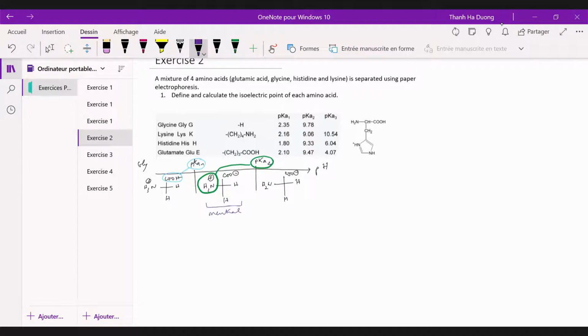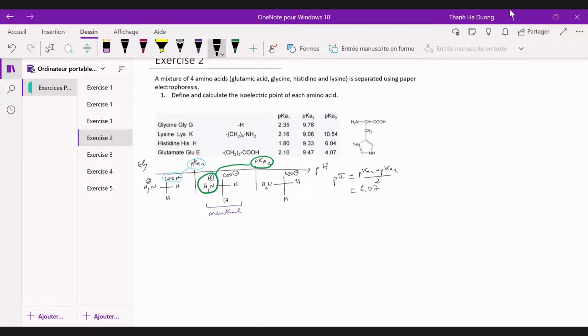It's the zwitterion. So the pI of glycine is pKa1 plus pKa2 over 2. And its value is 6.07. Okay?